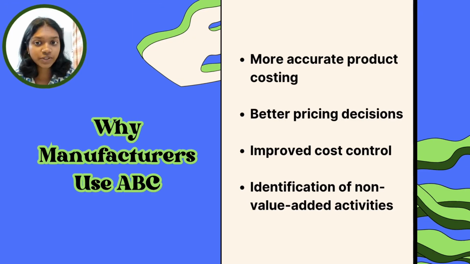Why do manufacturers use ABC? There are 4 main reasons. First reason is so that we can get a more accurate product costing. Second reason is so that we can make better pricing decisions. And the third reason is so that we can have an improved cost control. And the fourth is so that identification of non-value added activities can be done in a more effective way.